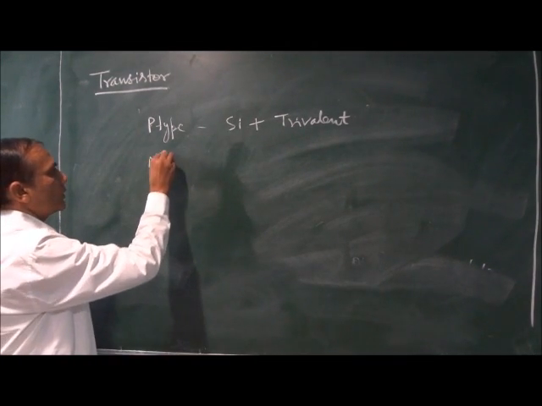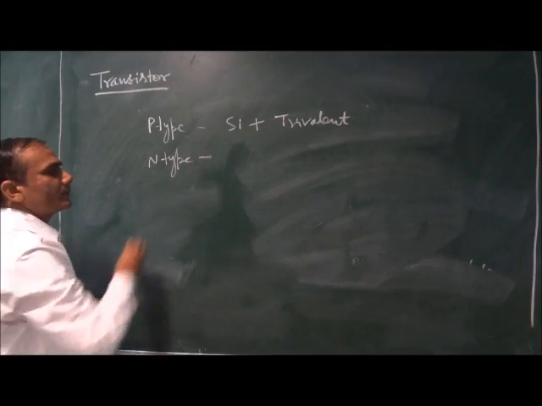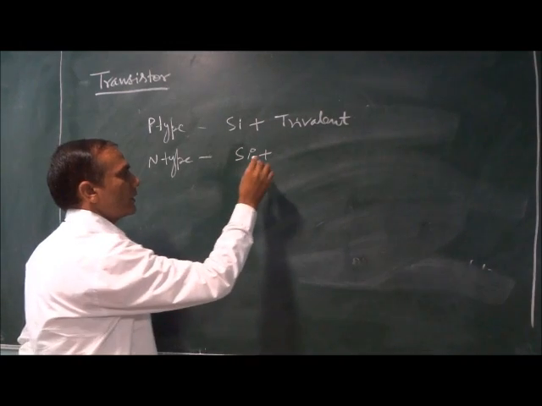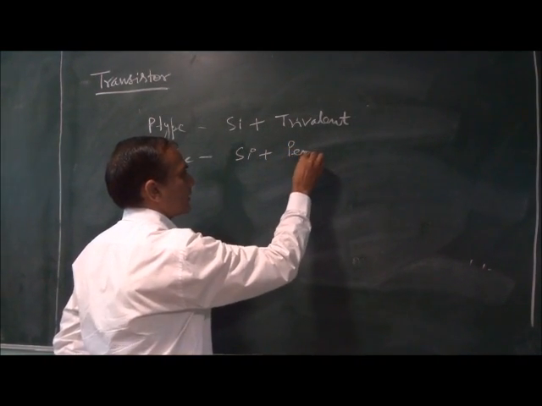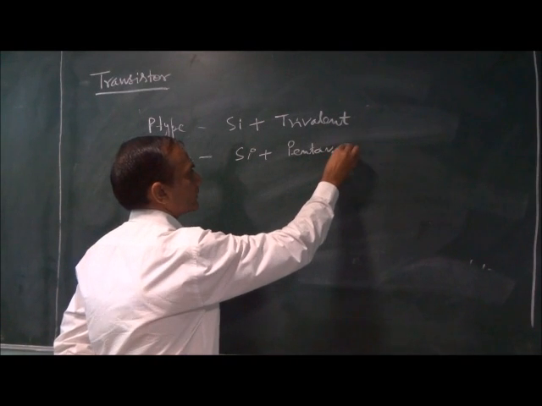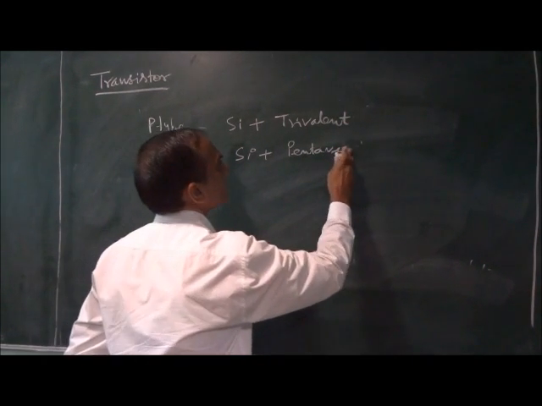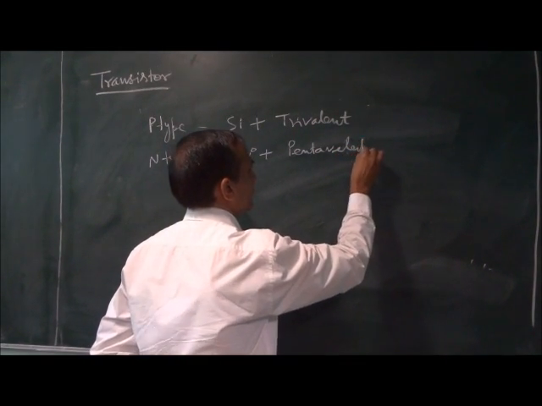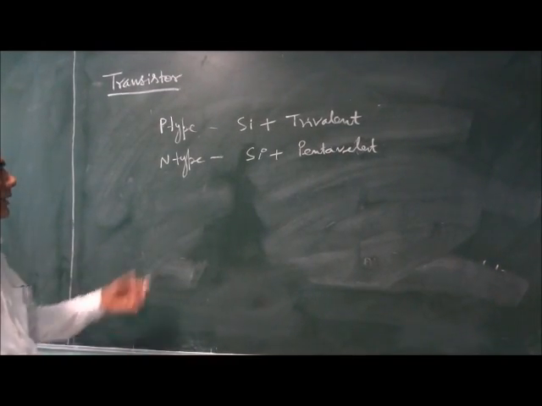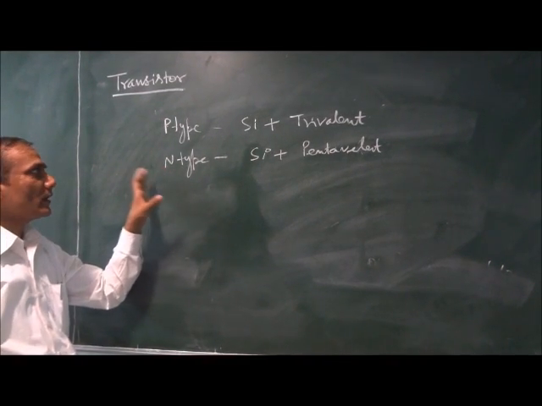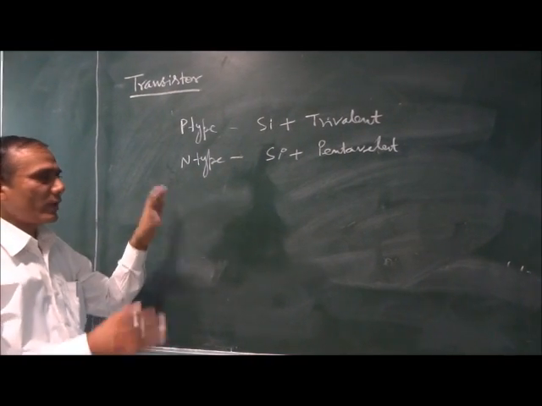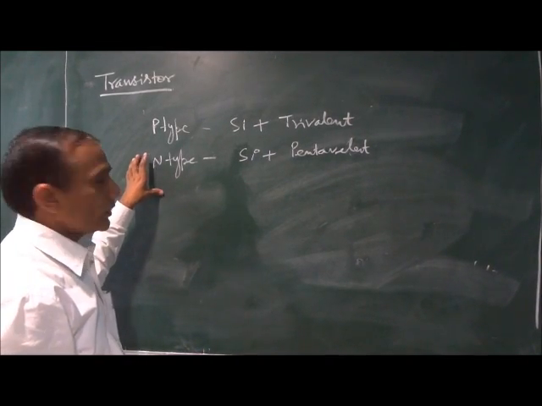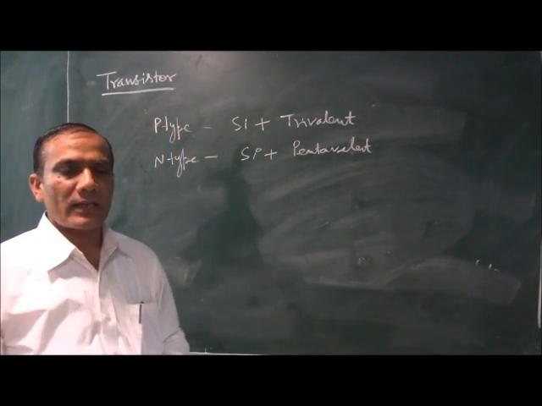Similarly, we are going to form the N-type of material. N-type you will get when you are doping the silicon with the pentavalent material. So this will give you the P-type and N-type materials. Now we will see that by joining the P-type and N-type material, we are able to form some structure which will be working like the transistor.